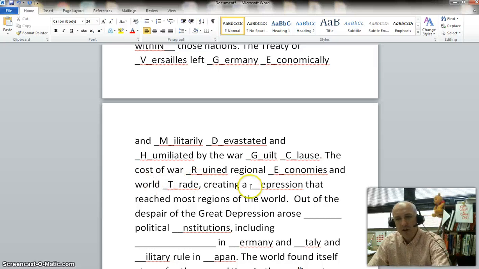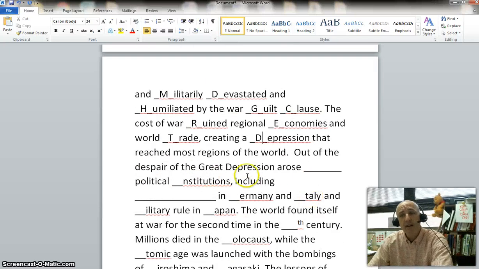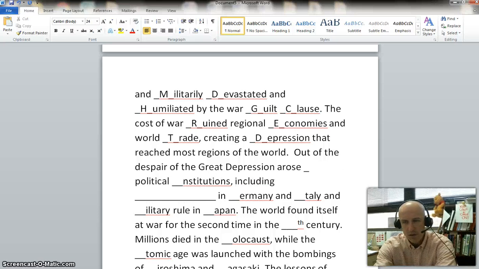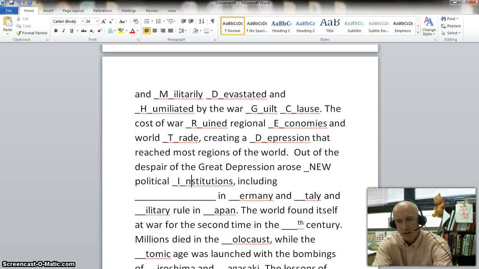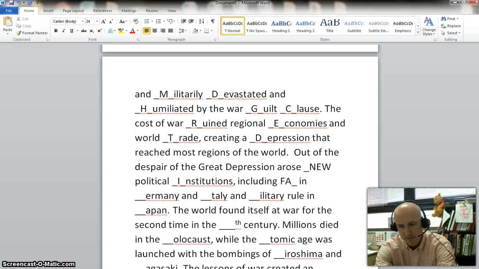The cost of the war ruined regional economies, I'm talking about World War I here, and world trade, and created a depression that reached most regions of the world. Out of the despair of the Great Depression arose new political institutions, including fascism.